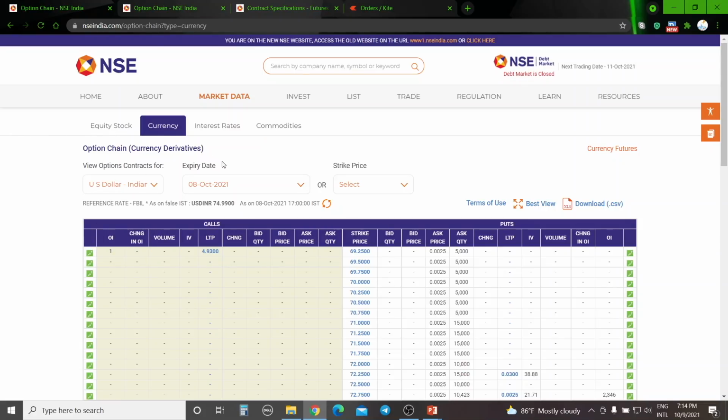And the next difference is on the expiry date. Here you can see the expiry date is given as 8th October. 8th October is Friday. Our expiry on the equity segment is Thursday, and the expiry time is 3:30 in the evening when the market closes. But for the currency segment, the expiry is on Friday, and the time of expiry is also different. The time is noon, 12 o'clock. It is not going to expire at 3:30.